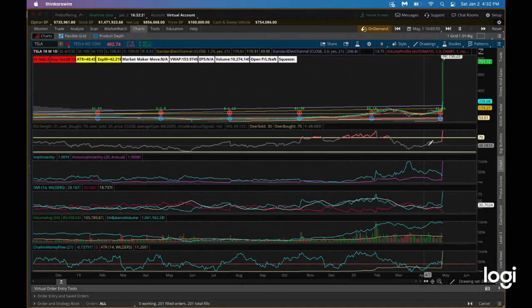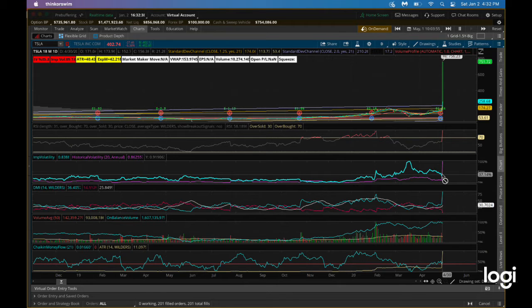As you see here, volatility is also kind of rising as we speak. So volatility is actually in the process of coming down, as you can see, which is a good sign for us. We sold when the volatility is high.